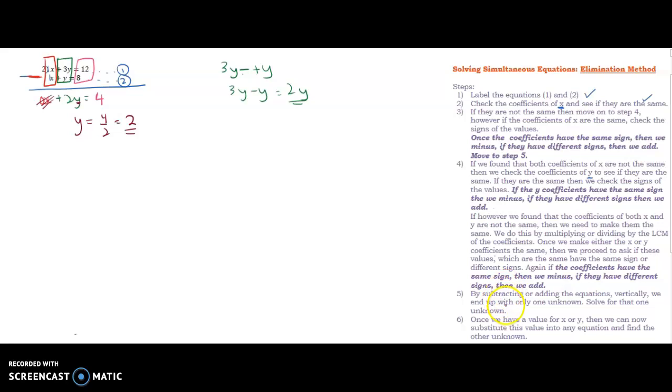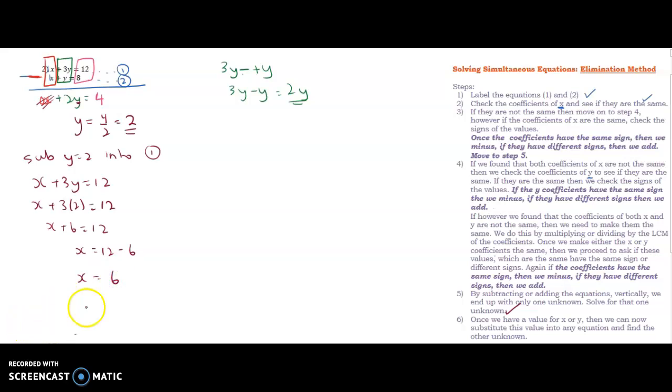Now I've done this part here. Now I need to work out my next unknown. So I could substitute y is equal to 2 into any equation, 1 or 2. I'll just simply go with 1. And what was my equation? It was x plus 3y is equal to 12. So it will be x plus 3 by 2 is equal to 12. X plus 6 is equal to 12. So x is equal to 12 take away 6. X is 6. So that, everybody, brings me to the end of my second sum. The answers are x is equal to 6 and y is equal to 2.